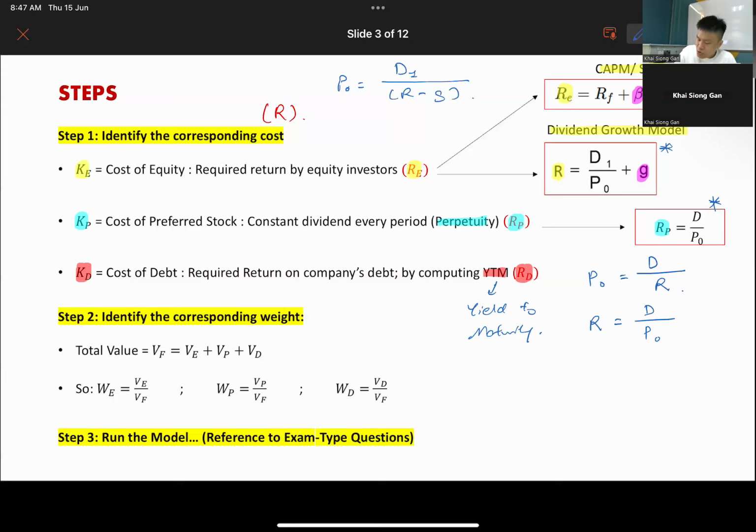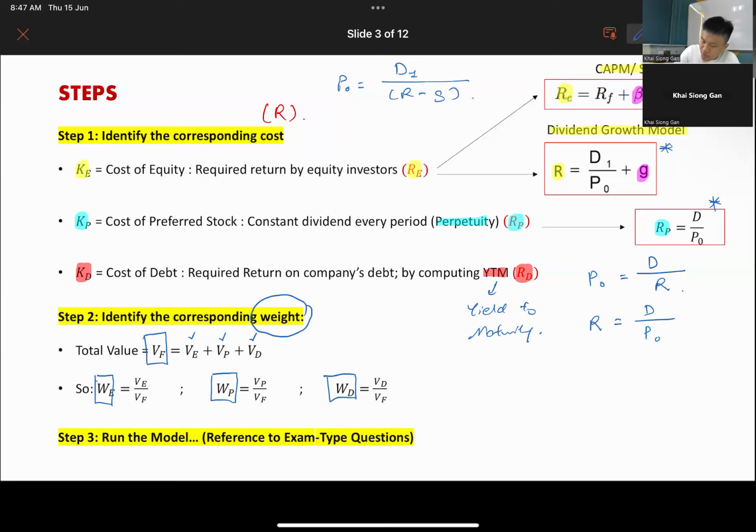Okay, then after that, step 2 is to identify the corresponding weightage. So the second part is to calculate the weightage. First of all, I have to calculate the total value of the capital funding, for which I use the value of the equity plus the value of the preferred stock plus the value of debt. So this is the value of the total funding. But I want to find out the weightage for each of the components: the weightage of equity, the weightage of the preferred stock, and the weightage of the debt.